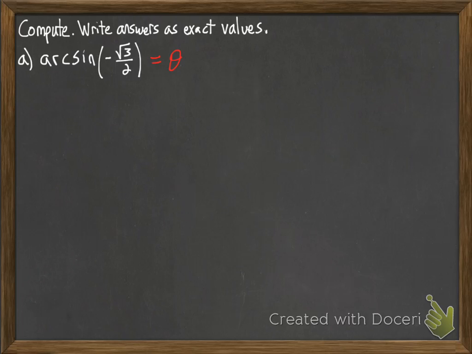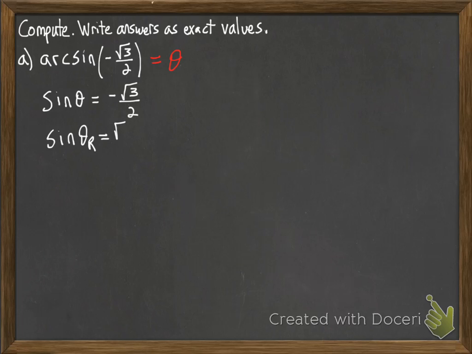So we start off by saying, well, that could be some angle called theta. And then using the inverse condition, we can rewrite that as sine of theta equals a negative square root of 3 over 2. So we have a trig equation to solve, but now to solve this equation, as always, we would find our reference angle.